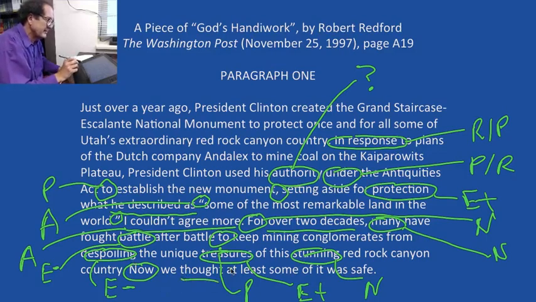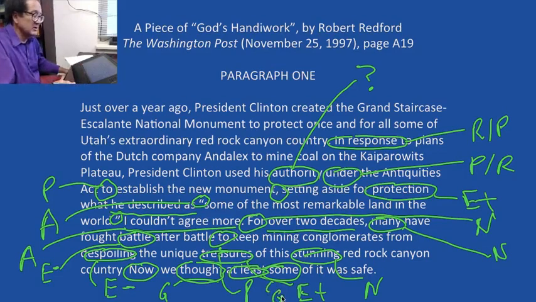We thought. Okay? Thought means it's not really true. He's just guarding it. It's not really true that some of it was safe. We thought it was. Some of it was safe, or even at least some of it was safe. Now that's going to be a guarding term because it's not saying all of it was safe. It's just a little part of it, and that'll become important later in the argument.